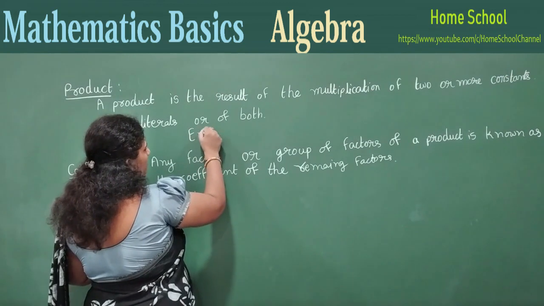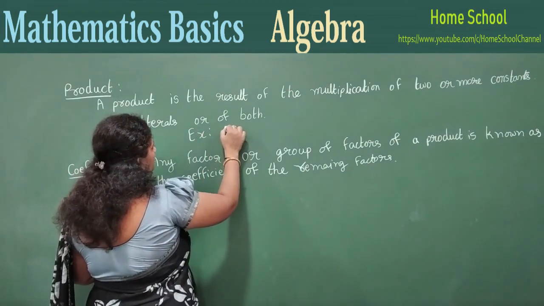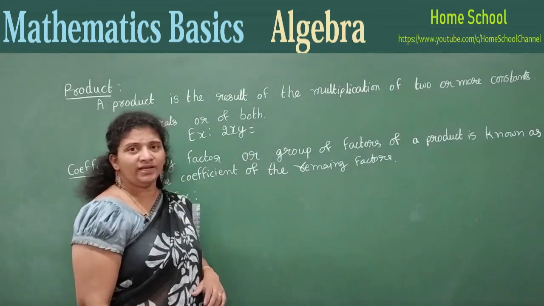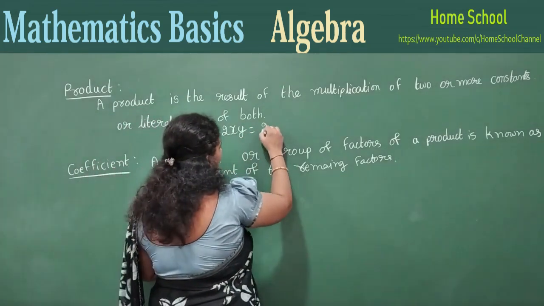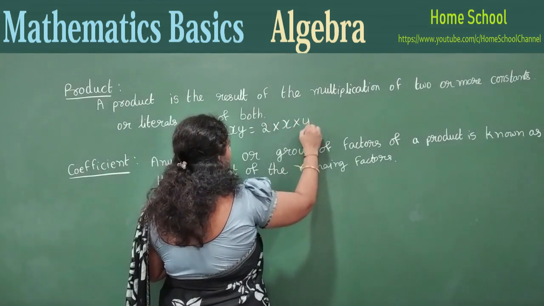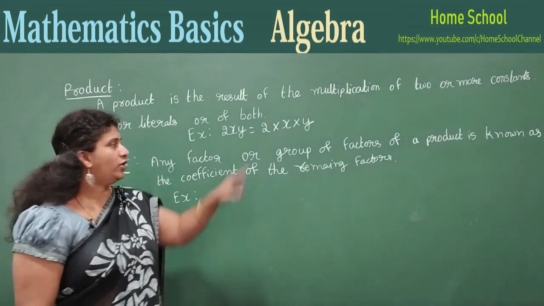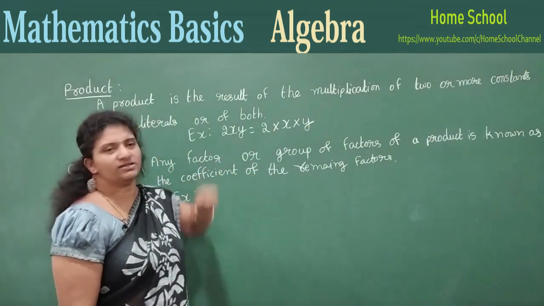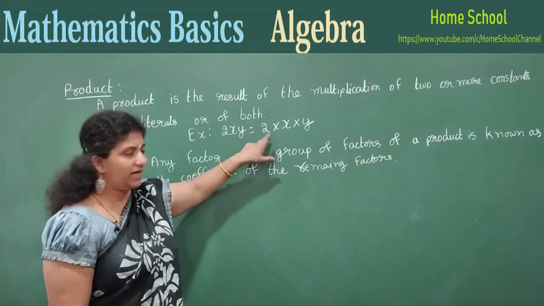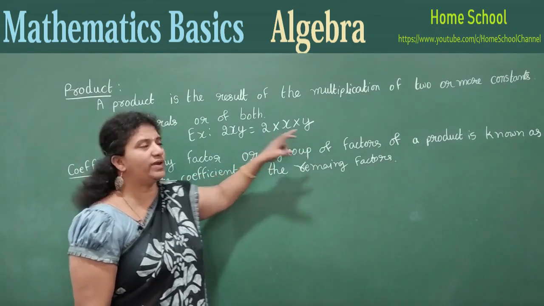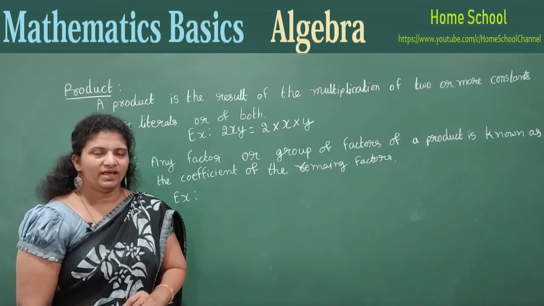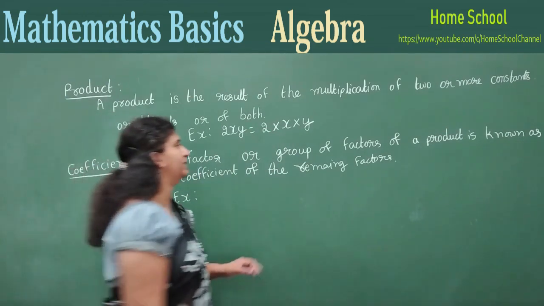For example, I may say 2xy. How can you write 2xy? It is a product of a number and 2 variables or 2 literals, 1 constant. If you multiply one constant with the two variables, we get the product 2xy.